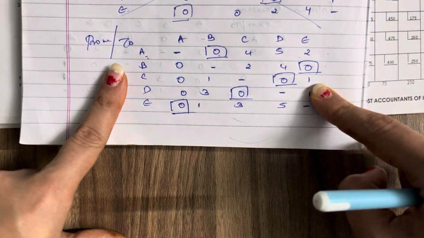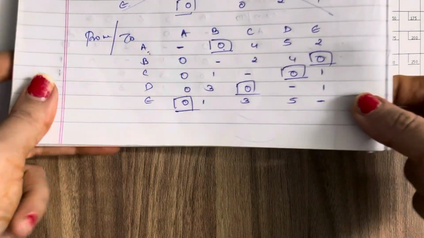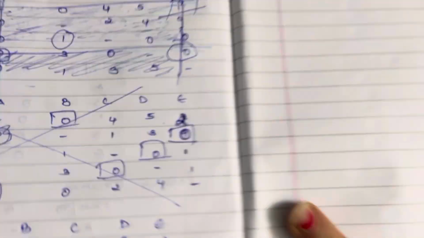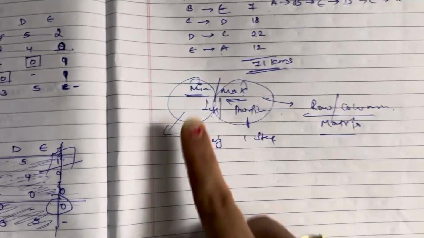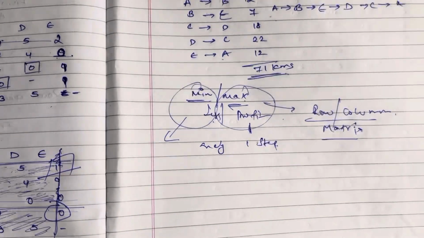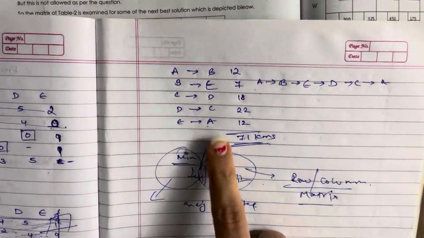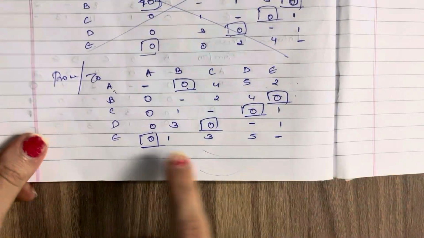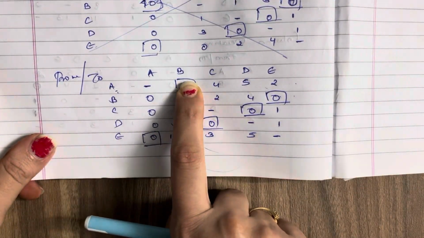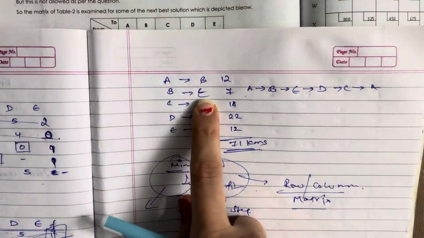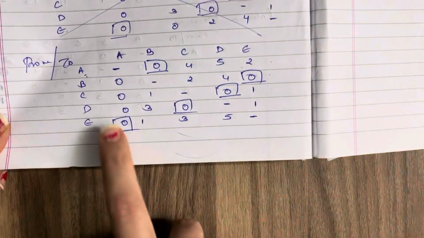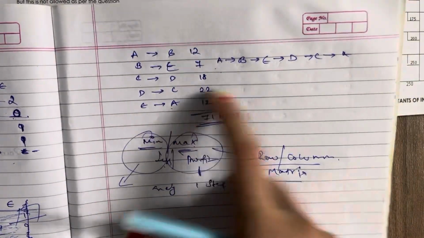After doing this, you go for your final answer. So what is your final answer? Have a look, this is my final answer, which I have noted down this way. A to B: here I get A to B. B to E: here also I have B to E. Here I have C to D, and here also I have noted down C to D.